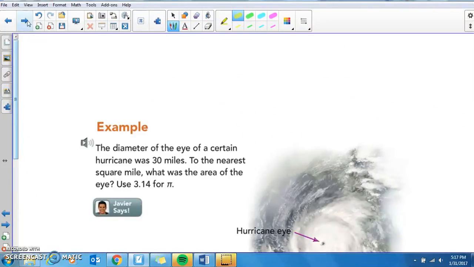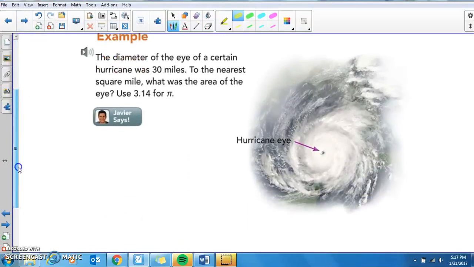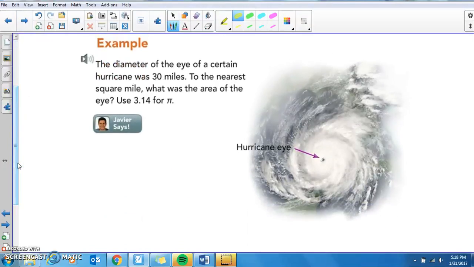Let's now move on to the next page. All right. Here's an example of a hurricane. It said the diameter of the eye of a certain hurricane was 30 miles. When you have a hurricane, you have a center portion of the hurricane. That is called the eye. To the nearest square mile, what was the area of the eye? This says use 3.14 for pi.